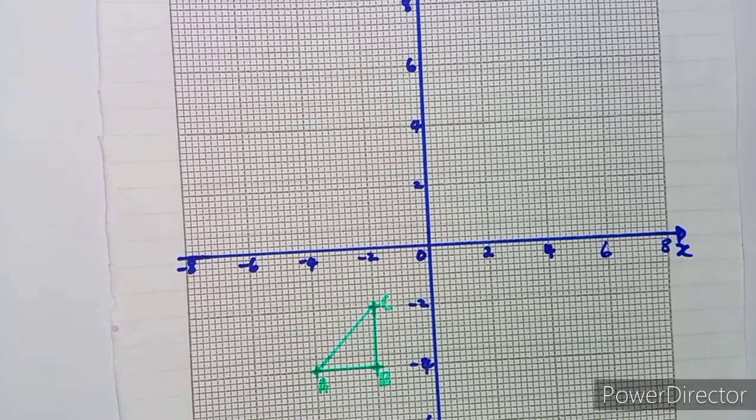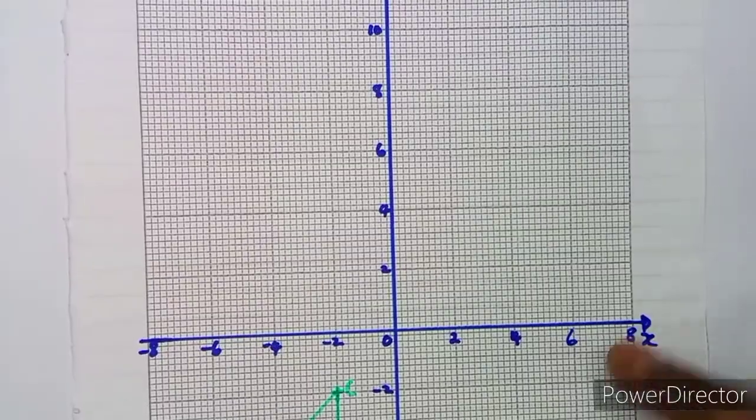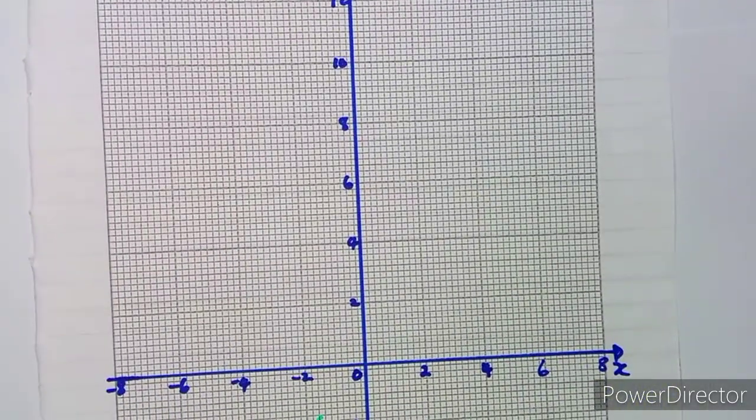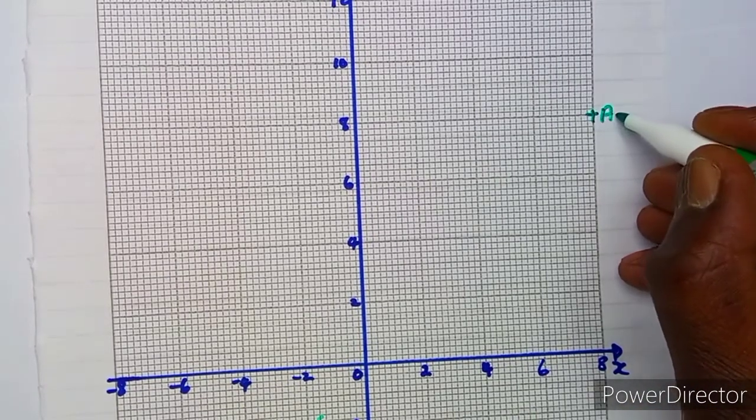So that's your triangle A, B, C, and its image we have to draw, then we can describe later on what happened there. So I'm going to show you how you're going to do this. A1 is 8, 8. That's 8 here. Guys, as you can see on our graph, we have to adjust here. So this is 8 here versus 8 here. All right, so that's my A1.